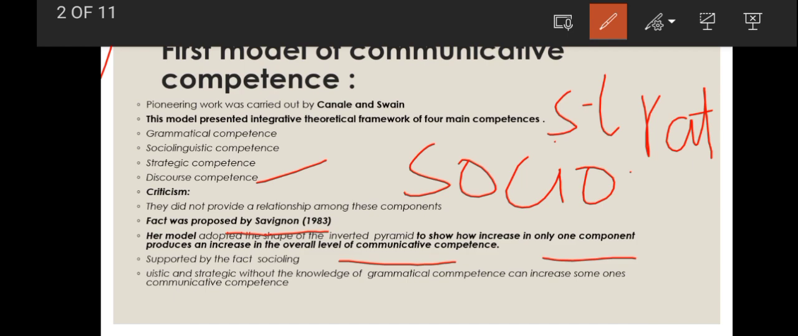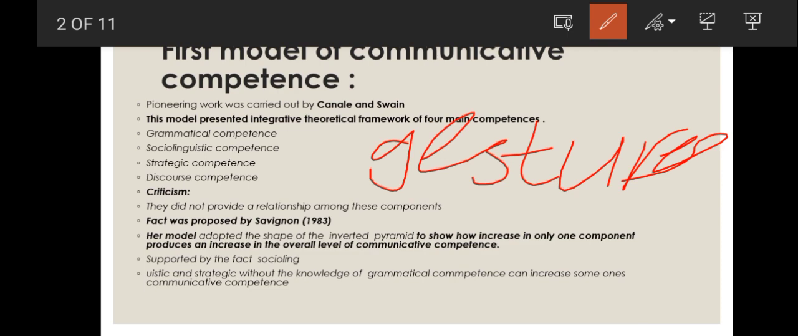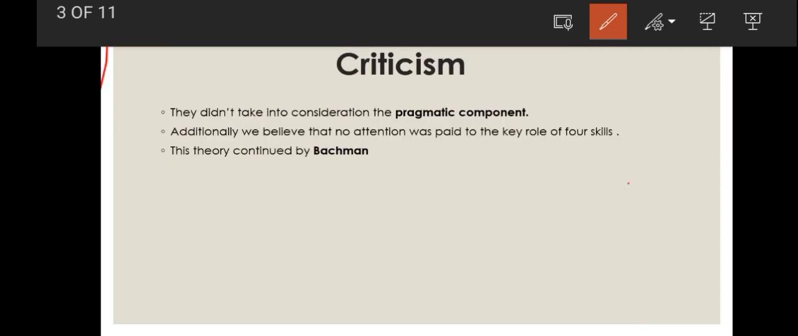For example, sociolinguistic and strategic competences, which I have already discussed in the upper points, can increase the grammatical competence. So in short, it means that even without proper use of language, a person can communicate through gestures and facial expressions. They are also included during our conversation. Swignen's approach also faced criticism.